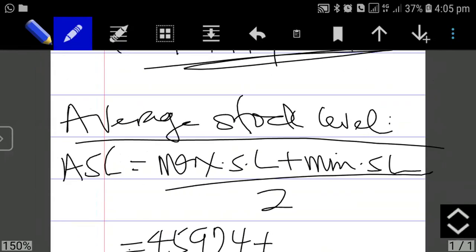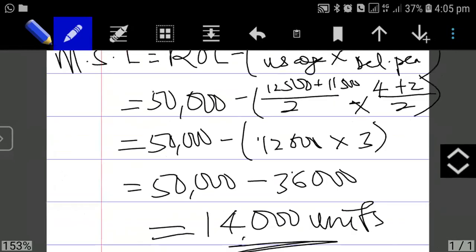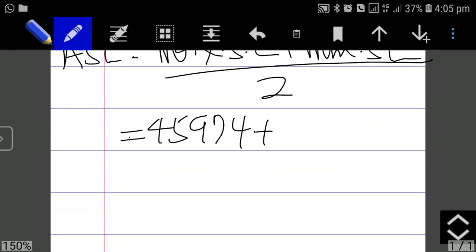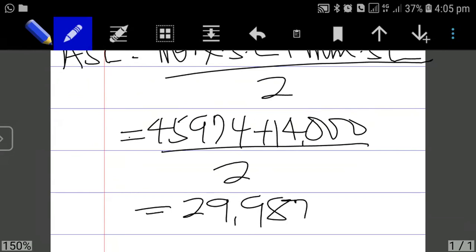45,974 plus what's our minimum stock level? We have calculated that earlier. The first one we calculated, what's our minimum stock level? This is 14,000. So you just find the average. 45,974 plus 14,000. Punch your calculator, divided by 2. So this gives us 29,987 units.